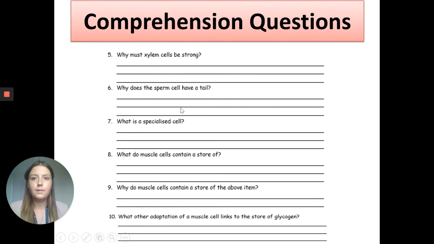Okay, so another 1, 2, 3, 4, 5, 6 questions now. Now, all of these are AO1 questions, apart from towards the end, which is asking you to think about in a bit more detail why it is that those muscle cells contain that particular store that you've noted. Okay, so let's say 5 minutes again, pause the video.